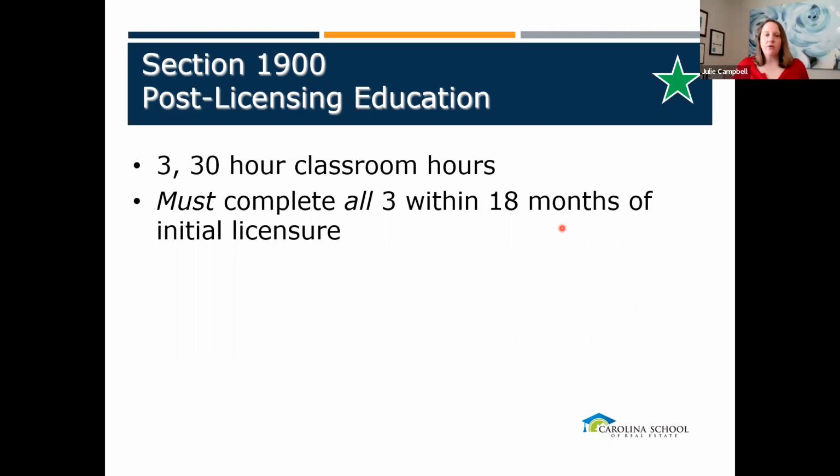It's 3 30-hour classes for a total of 90 hours. So you take 1 30-hour class that's on agency, you take a different 30-hour class that's on contracts, and then you take a different 30-hour class. So it's 3 30-hour classes for a total of 90 hours.